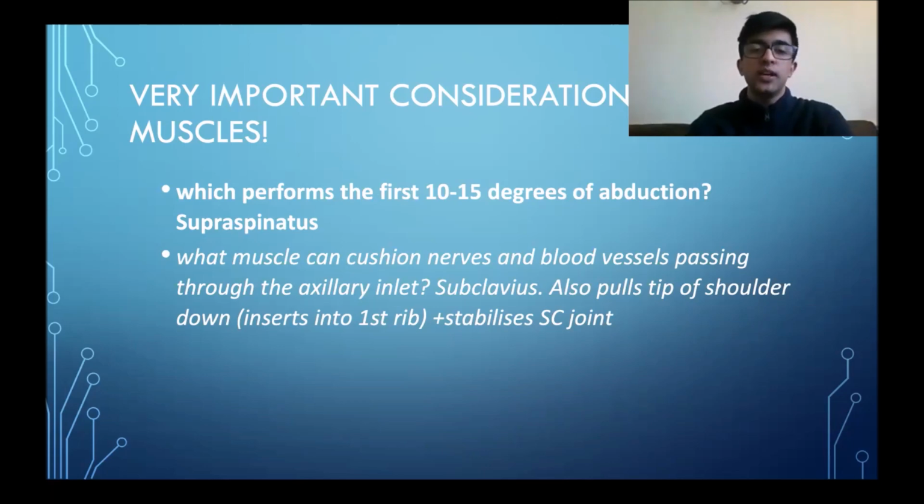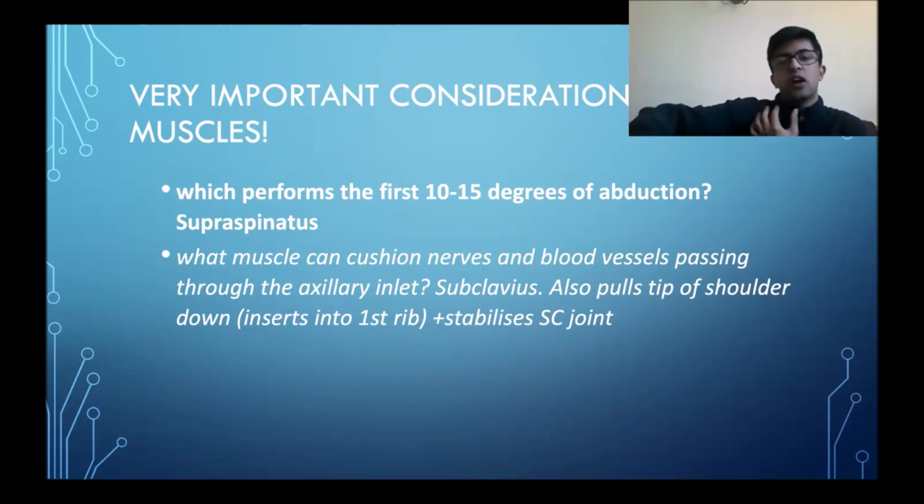The other thing I just put is about subclavius: the subclavius cushions nerves and blood vessels passing through the axillary inlet, which is the armpit.